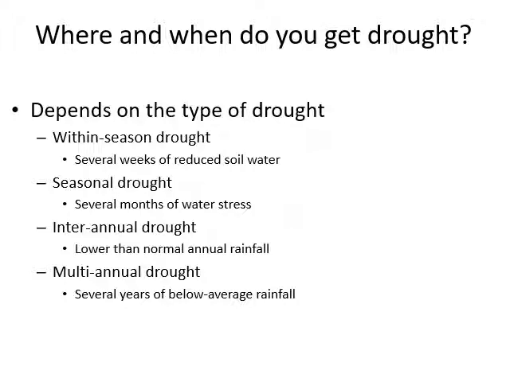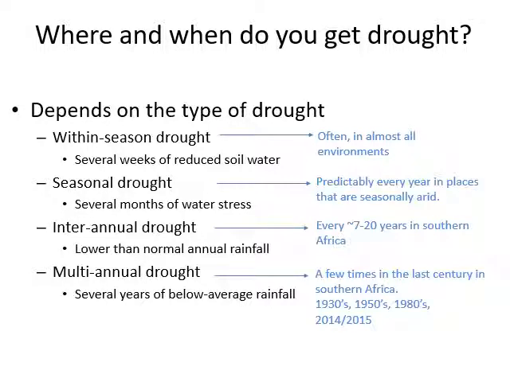Drought stress, however, is inevitable. So let's talk a little bit about where and when you get droughts. Drought is actually a very difficult concept to pin down. Most plants experience some degree of water stress at some point in the year because rainfall is a stochastic process. Water arrives in the system unpredictably as rainfall events, and sometimes there is no rain for several weeks. This is often what physiologists think of as a drought. I would call that a within-season drought, several weeks of reduced soil water. And within-season droughts happen often, and they happen in almost all environments.